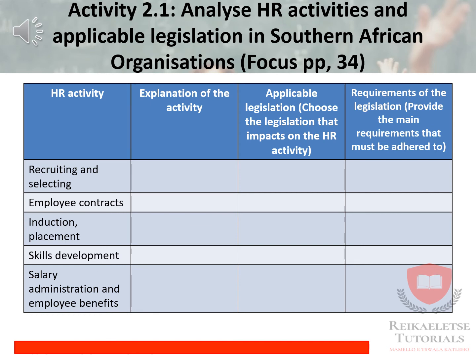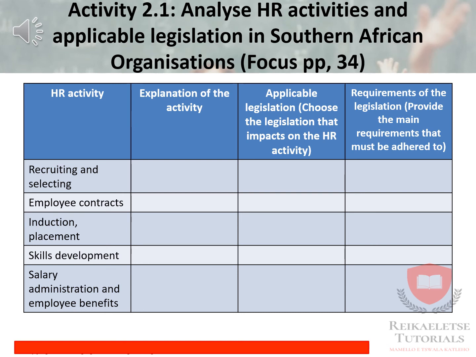So guys, this is our table. As you will see, it has 4 columns. In the first column, you will find that it says HR activity, and beneath that, it's written recruiting and selecting. In the second line after that, it's employee contracts, and the third line says induction placement, and then after that we have skills development, and then lastly we have salary administration and employee benefits.